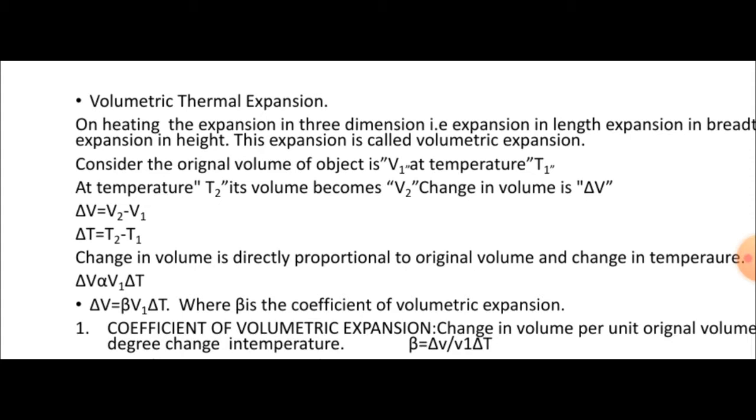Now I am going to tell you about the coefficient of volumetric thermal expansion. Coefficient of volumetric thermal expansion is the change in volume per unit original volume per degree change in temperature. It means that beta is equal to change in volume delta V upon V1 delta T. In SI system, its unit is Kelvin inverse.